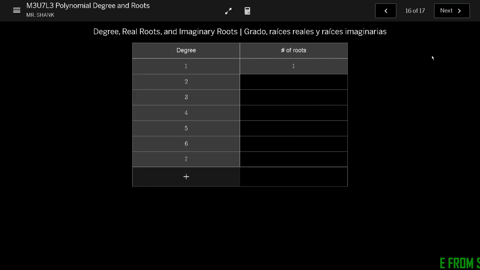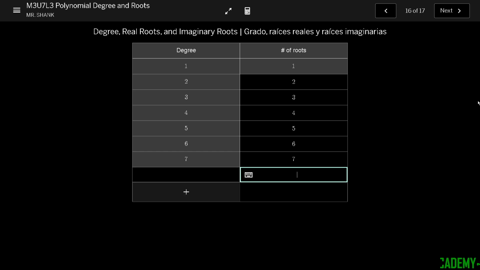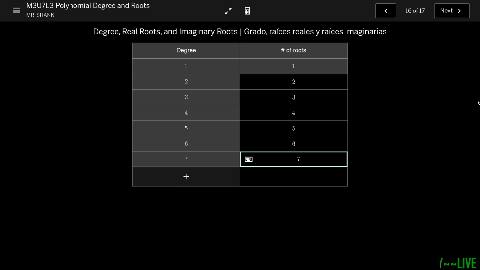All right, last couple here, just a reminder, kind of driving home the idea, if my degree is 1, that means I have 1 total number of roots. If my degree is 2, I have 2 total roots, 3, 4, 5, 6, 7, and so on and so forth. So whatever the degree is, that's going to be your total number of roots. So just make sure you're remembering whatever our degree is equals the total number of roots.